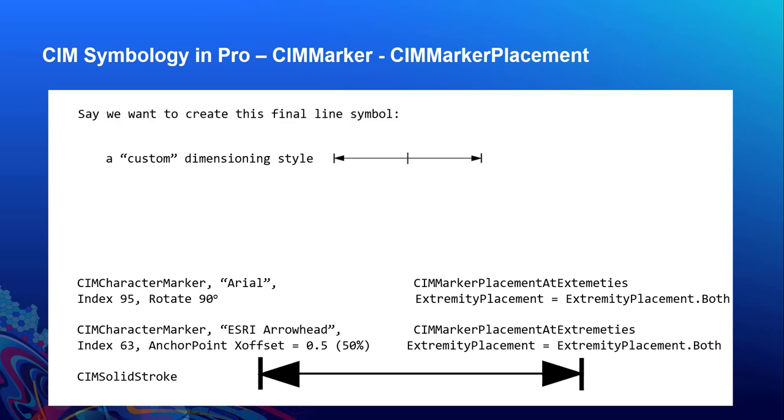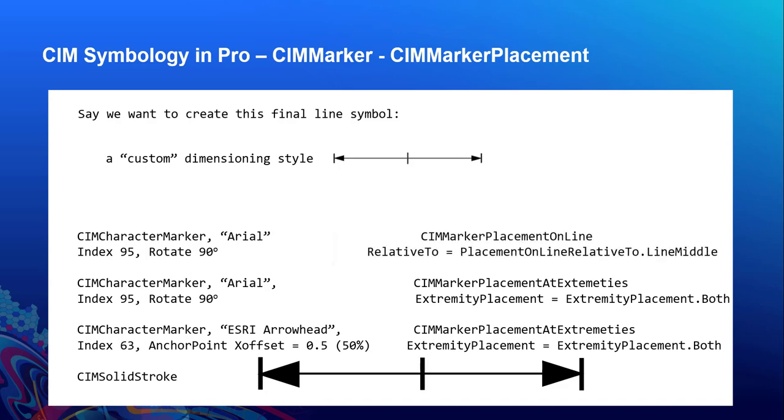I still need that middle hash. So I'm going to use another character marker, same index 95, Arial, rotated 90. To get it in the middle of the line, I'm going to use the marker placement on line, and I'm going to set its relative to property to be line middle. And so there's my completed dimensioning symbol. Four layers, three of them characters, three different marker placements, two using the placement at extremities, extremity placement both, and one of them using the placement on line.